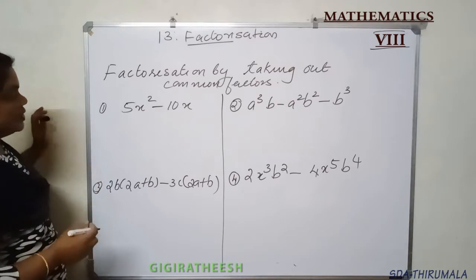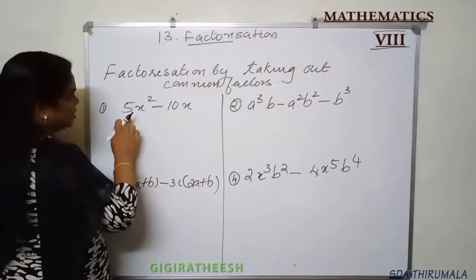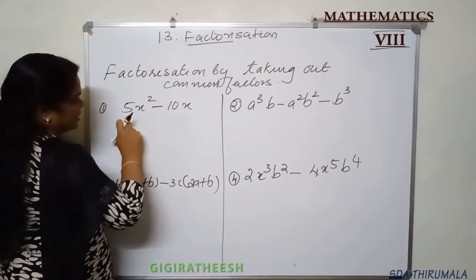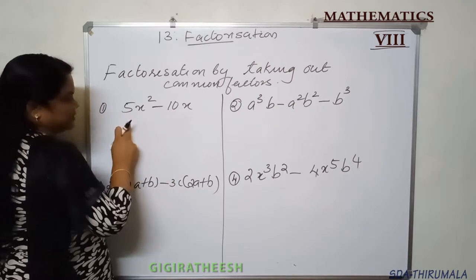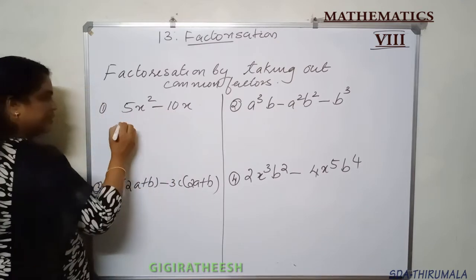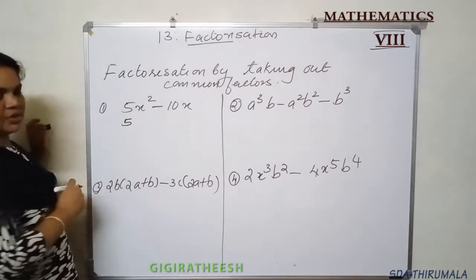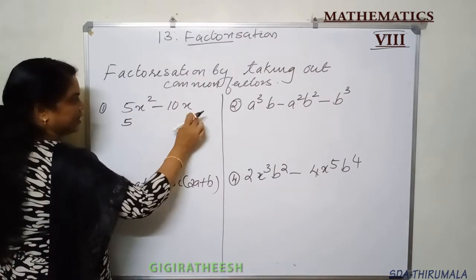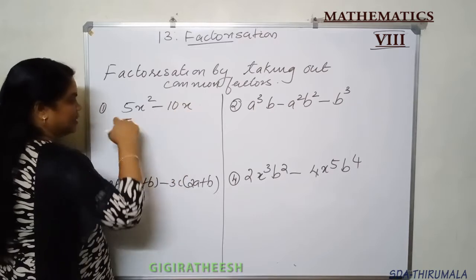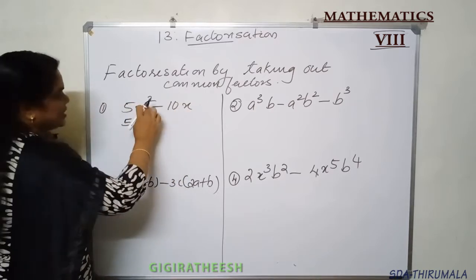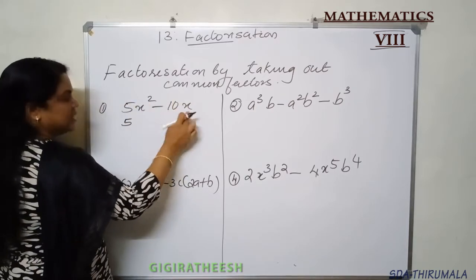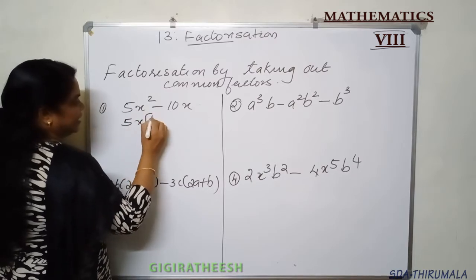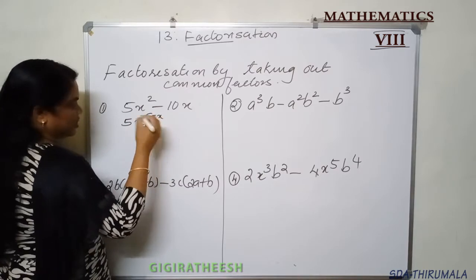First of all, take the common factor outside. From the integers 5 and 10, what is the common factor? 5 is the common factor. And from x square and x, x is the common factor. Here there are 2 x's, and here only 1 x, so take out 1 x.